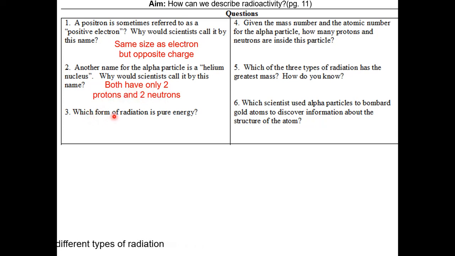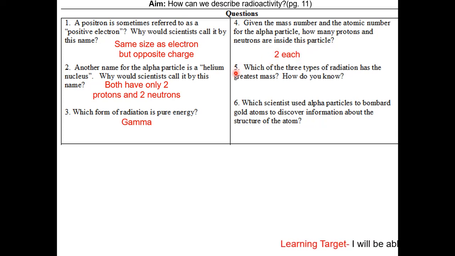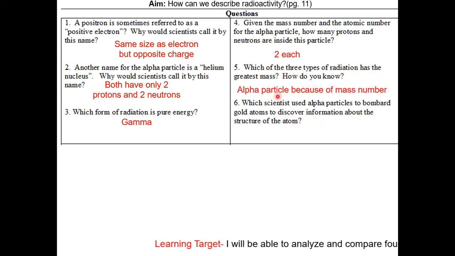Question 3. Which form of radiation is pure energy? That's gamma. Question 4. Given the mass number and atomic number for alpha particle, how many protons and neutrons are inside this particle? 2 each. Question 5. Which of the 3 types of radiation has the greatest mass? How do you know? It is the alpha particle because of the mass number, which is 4. Question 6. Which scientist used alpha particles to bombard gold atoms to discover information about the structure of the atom? That was Rutherford.